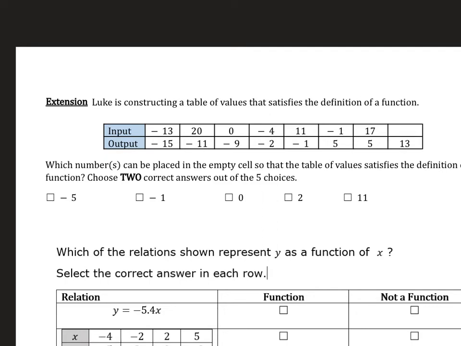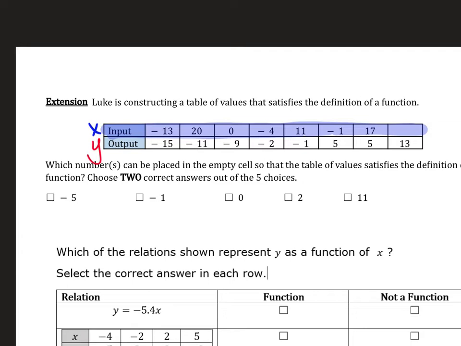Now again, I know that my x values go on the top because they're my inputs. My y values go on the bottom because they're my outputs. But I am only interested in my input values. And I need to check to make sure that none of the numbers repeat so that it can stay a function. So let's check these numbers individually.